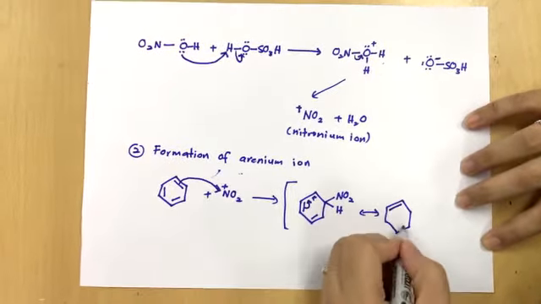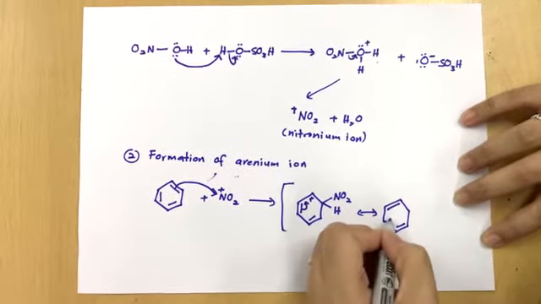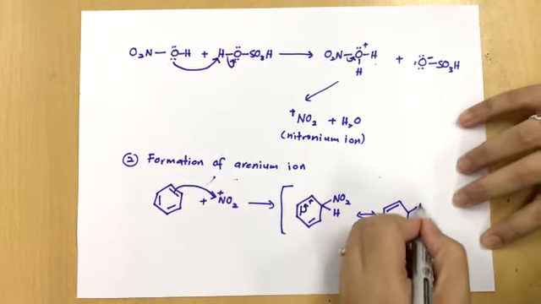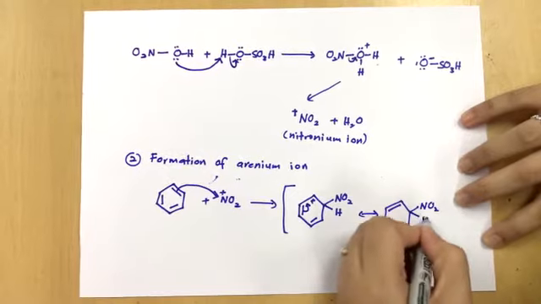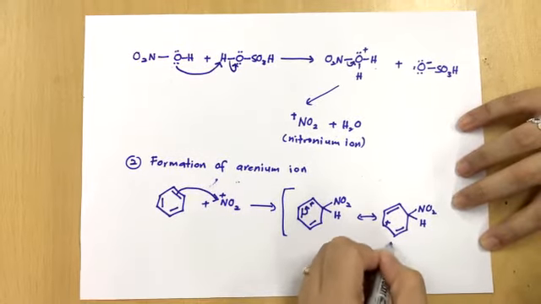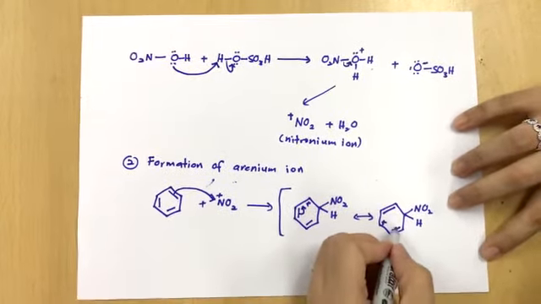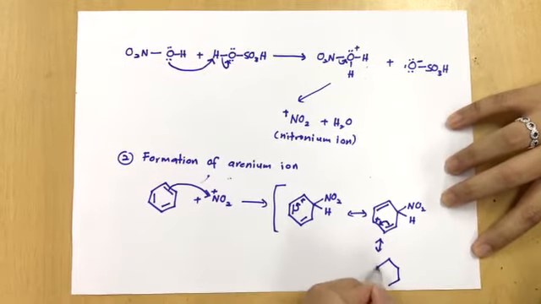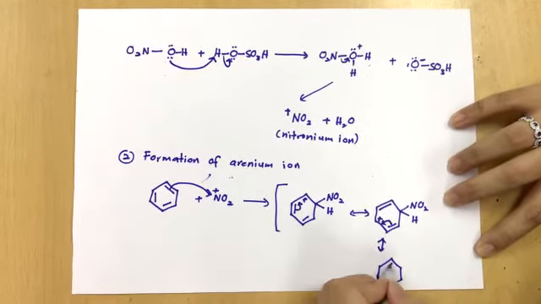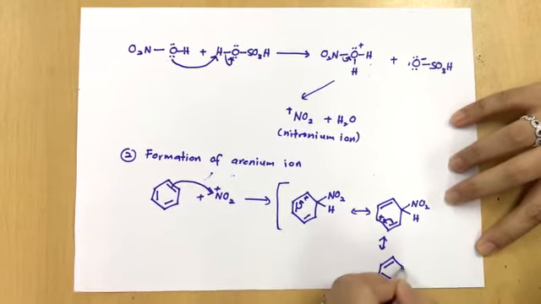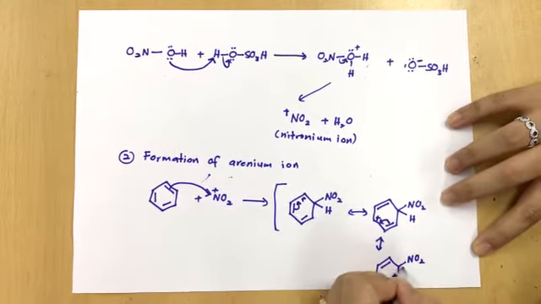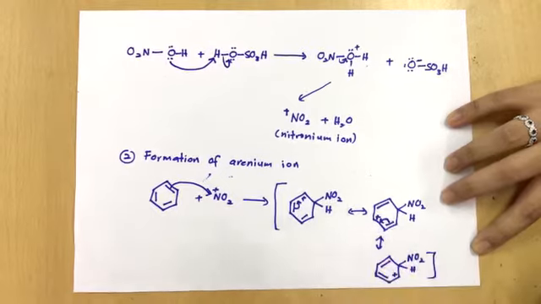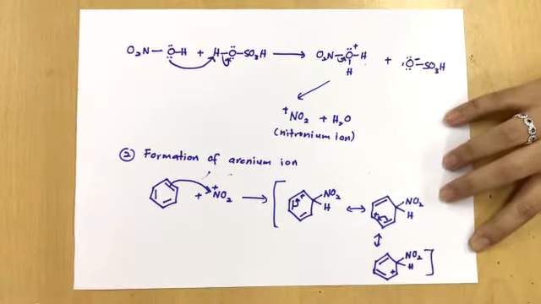So here double bond here, positive charge will be here, NO2, H, and last one. Show the arrow comes to this one. Positive charge here, NO2 and hydrogen. This is arenium ion.